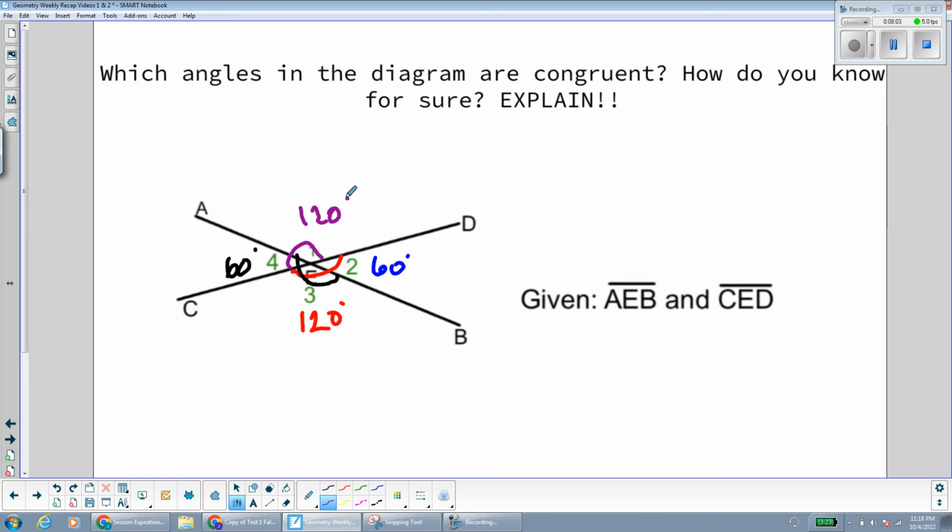You can try other numbers for angle 2 and figure out the rest of the angles as well using our linear pair relationships that we have here. And you'll see that angle 1 and angle 3 will always be congruent to each other, as will angle 2 and angle 4. Let me erase these markings over here so I can mark the angles. Angle 1 congruent to angle 3, angle 2 congruent to angle 4.